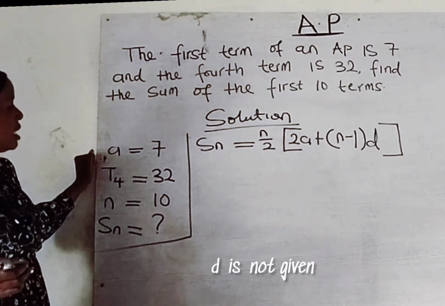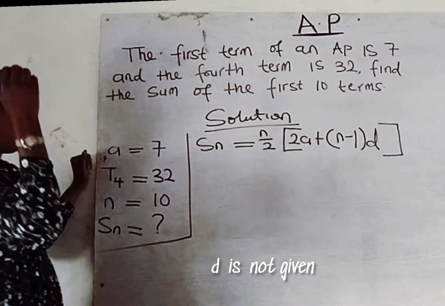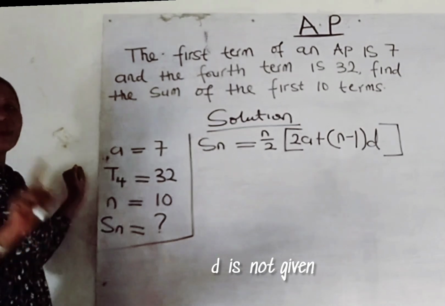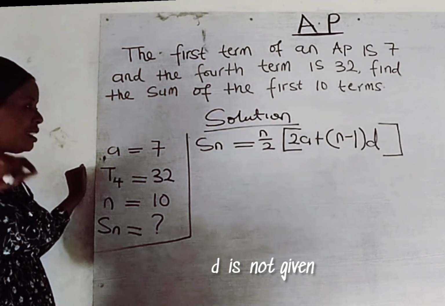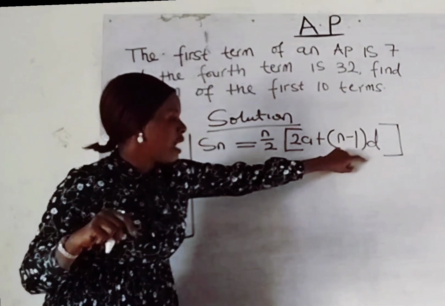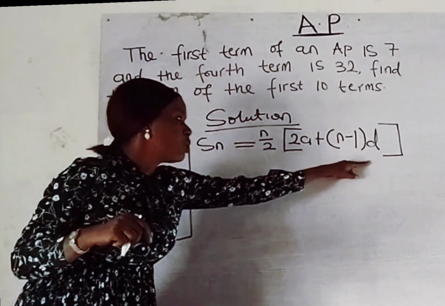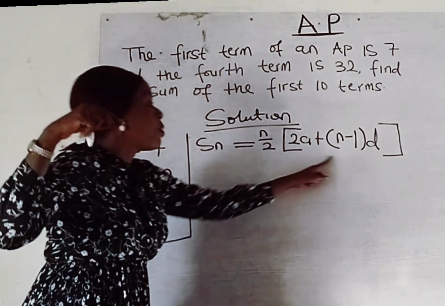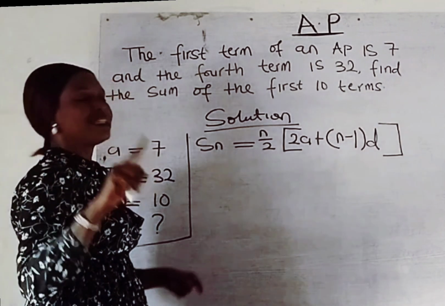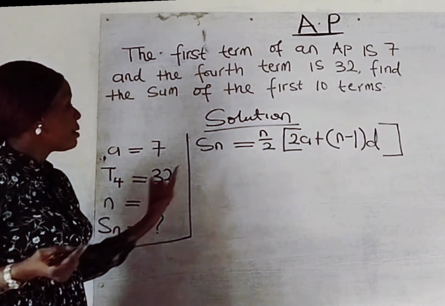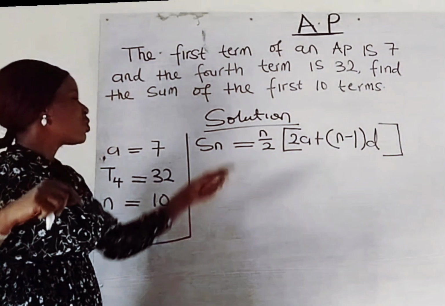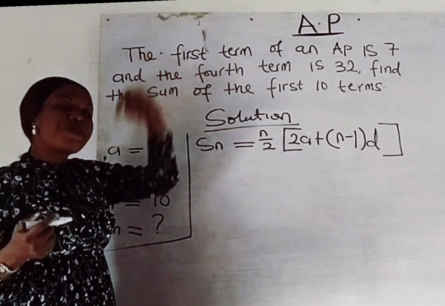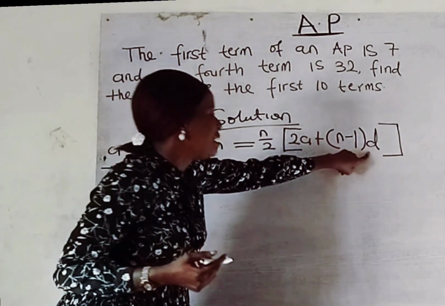But as I'm looking at it, I observe that I did not see D in this data, which means they did not give us D, and we must get D. We must have D before we can use this formula to get the sum, because we can't use one formula to be solving for two quantities at the same time. So what do we do? Because you don't have D, what you do is that you leave this formula for now, and first of all, find the formula we use to get our D first.